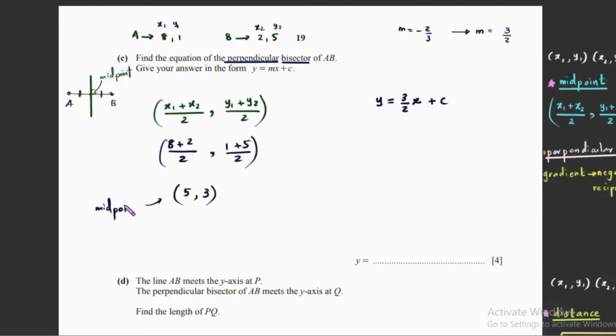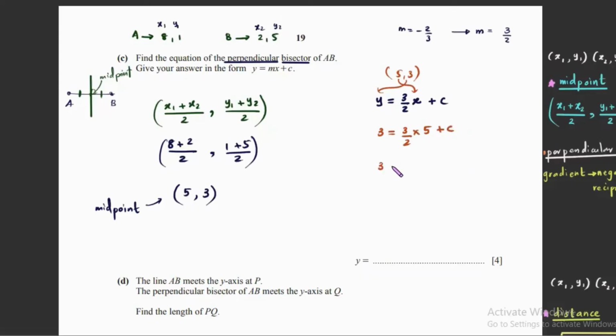So the perpendicular bisector is a perpendicular line that goes through the midpoint of this line AB. So this (5, 3) should be substituted here into the half completed equation to find out the y-intercept. So the y value is 3, so that is equal to 3/2 times the value of x, which is 5, plus c. So I need to solve this to find what c is.